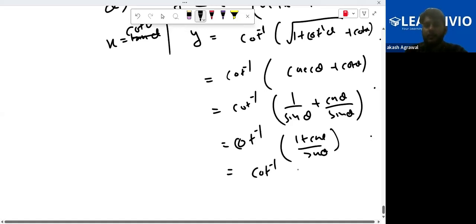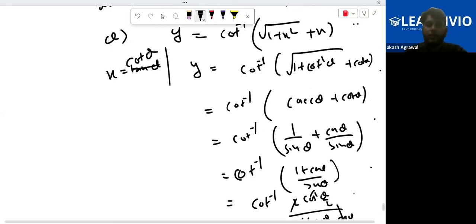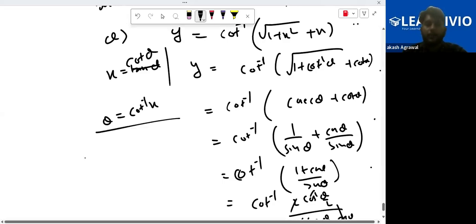So cot inverse of 1 plus cos theta is 2 cos square theta by 2, sin theta is 2 sin theta by 2 cos theta by 2. Okay, so this is cot theta by 2. So the answer is theta by 2. The simplification is theta by 2. And what is theta? Theta is cot inverse x. So y is given as half cot inverse x. We know the differentiation. Okay. Yes, sir.